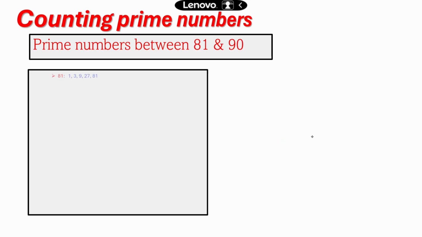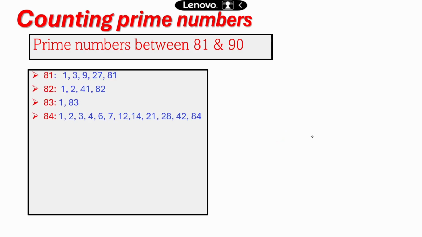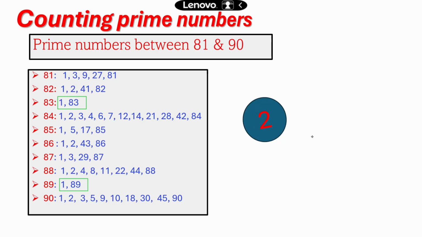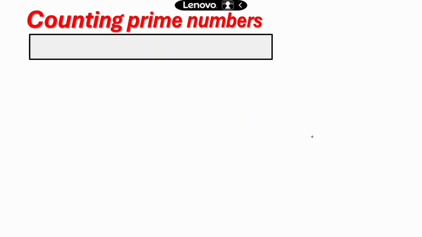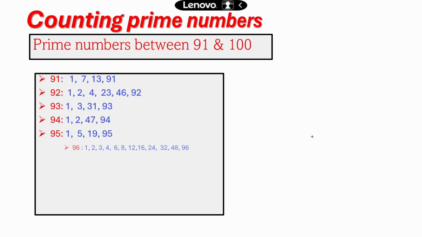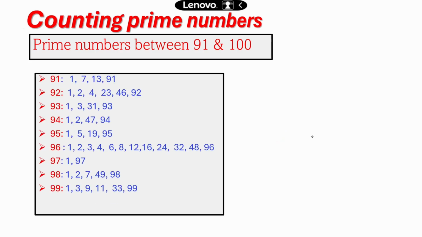Now from 81 to 90, again we will do all the factors. We listed all the factors and found that 83 and 89 are prime numbers. So we have 2 prime numbers. And the last set is between 91 and 100. Again we listed all the factors and the only prime is 97.